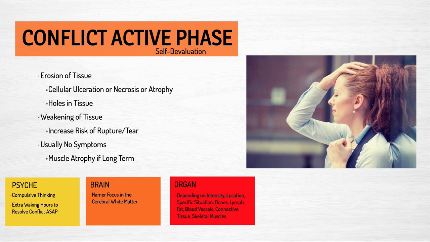Usually, there are no symptoms during this phase because typically you're pretty preoccupied, you're pretty energetic, and you just don't feel the tissue changes when you are in this mode. If it goes on for a very long time, you may have some muscle atrophy. So enough of the muscle has broken down to the point where it's actually noticeable, but that would have to persist for some time. So on the psyche, brain, organ level, in the psyche, there's compulsive thinking, extra waking hours, because again, your body keeps you awake because it wants you to resolve whatever this conflict is. In the brain, there's a Hammer focus in the cerebral white matter in the specific region that is affected. And then the organ, all depends on the intensity, the location, and the specifics of the situation.